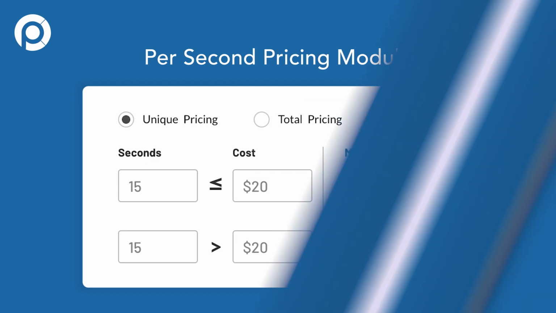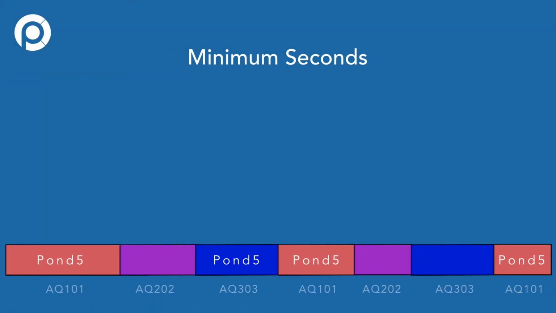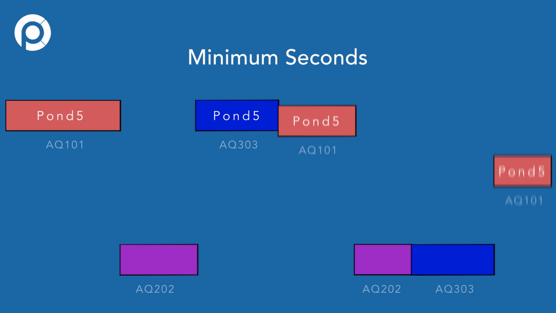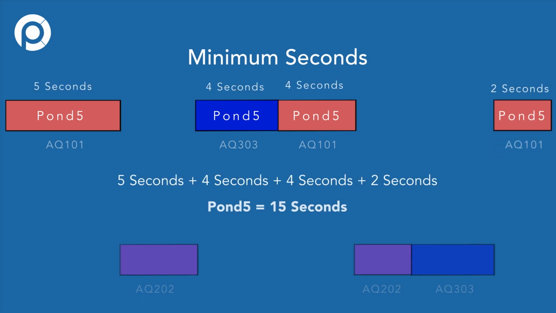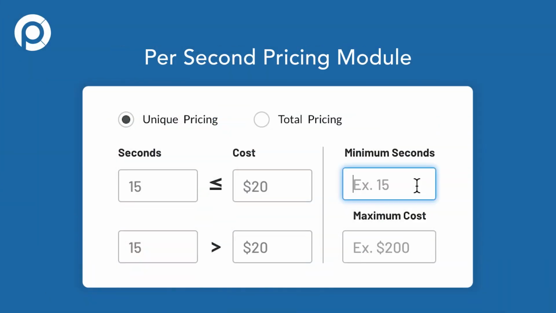Let's move to the next column. Minimum seconds and maximum cost. Another common scenario you may come across with archival footage is having to pay for a minimum number of seconds. For example, you may only use 15 seconds of this archival material, but the source vendor requires you pay for a minimum of 30 seconds. In this scenario, you would put that number of seconds here.